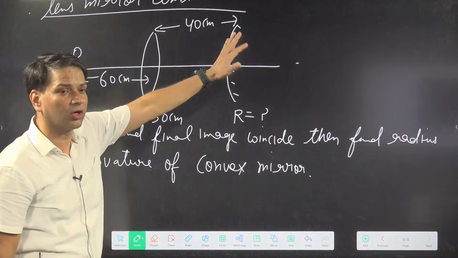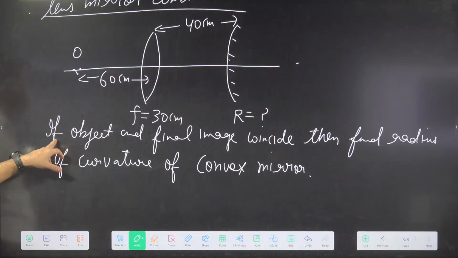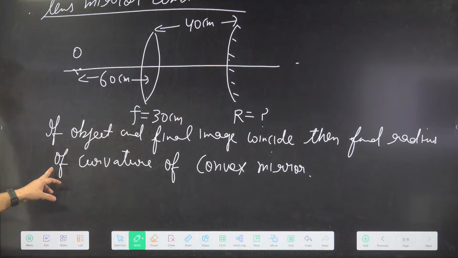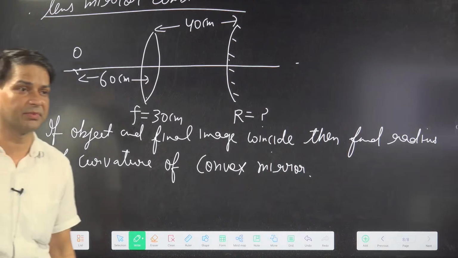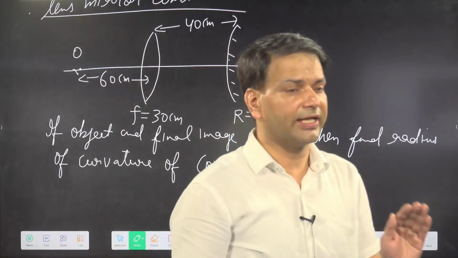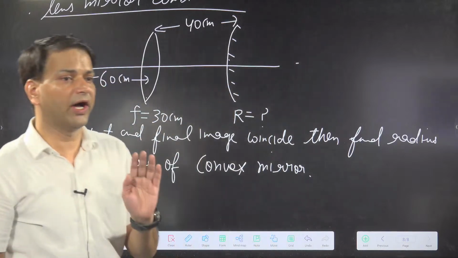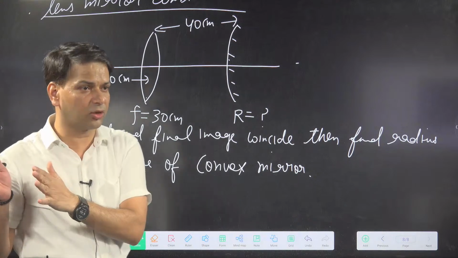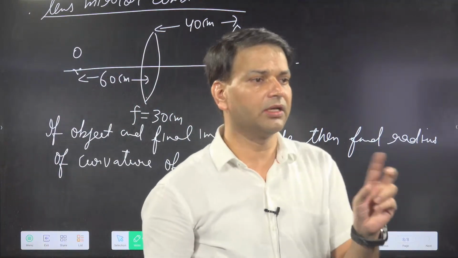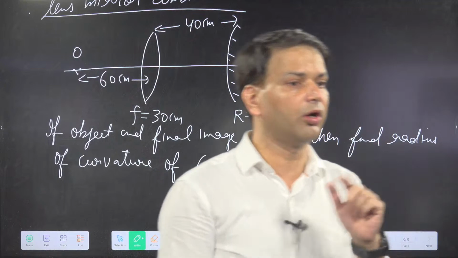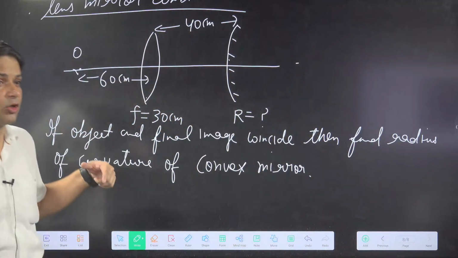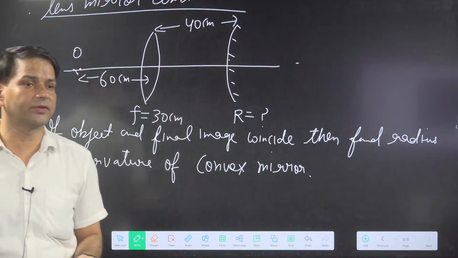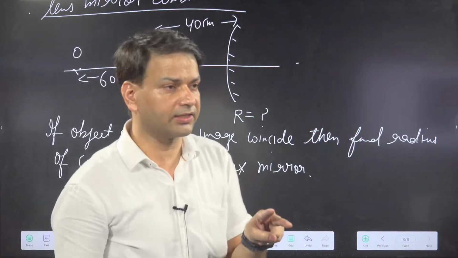and the distance between the convex lens and the convex mirror is 40 centimeter. If the final object and final image coincide, then we have to find the radius of curvature of the convex mirror. Remember one thing: in the case of a lens and mirror combination, the final image will form after 2 refractions and 1 reflection. When we have only a combination of lenses, we take one refraction from each lens. But when we have a combination of lens and mirror, the final image will form after 2 refractions and 1 reflection. Okay.